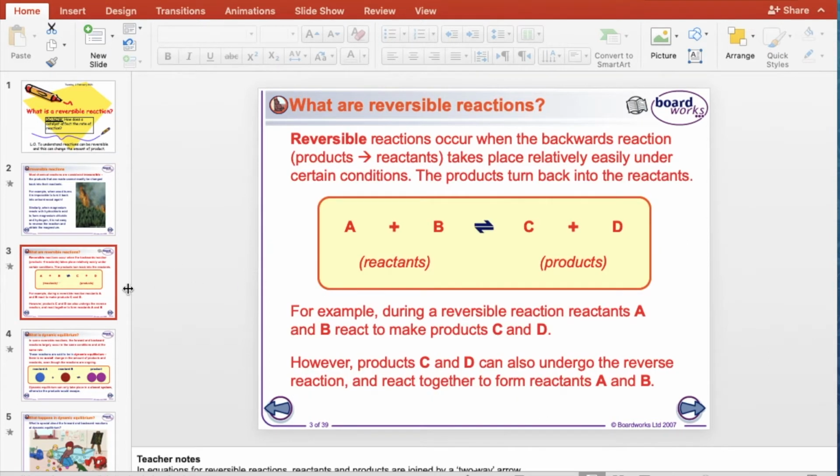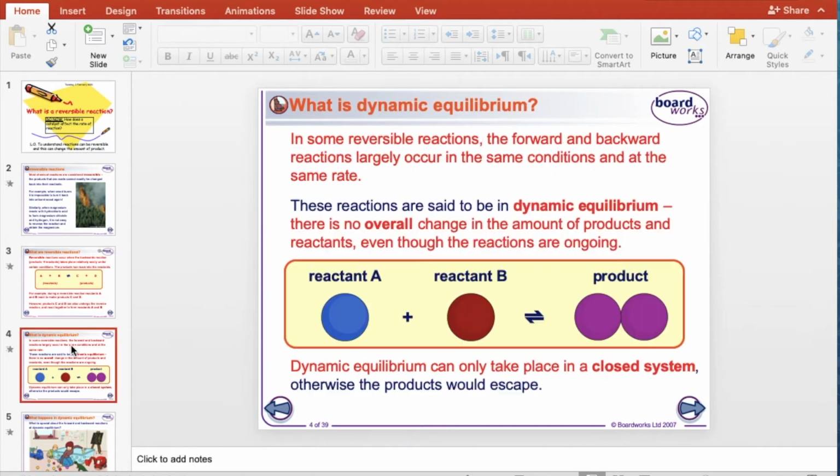You already studied some of these, so you should be familiar by now with this symbol. This is the symbol of a reversible reaction. Reversible reactions must happen in a closed system in order to have something called dynamic equilibrium. If it's a closed system, there will be no overall change in the amount of products and reactants, even though the reactions are ongoing.